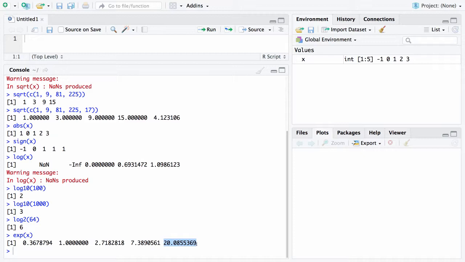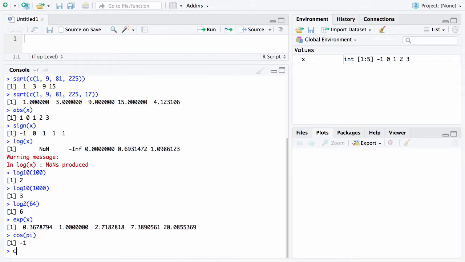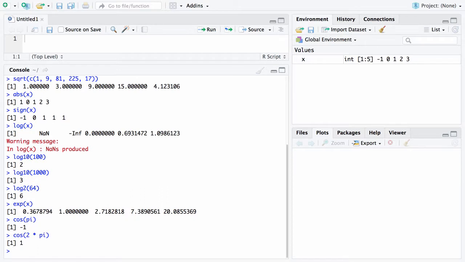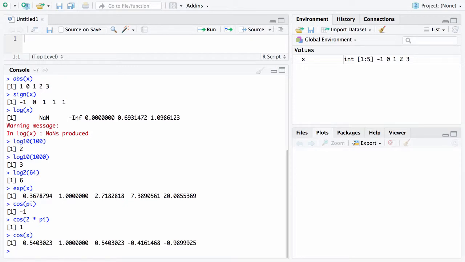In addition, all of the trigonometric functions are in there. For example, if you want the cosine of pi, you'll get a -1. If you want the cosine of 2 pi, you will get +1. You could also say, for example, cosine of x, and you will get the cosine of -1, cosine of 0, cosine of 1, cosine of 2, cosine of 3. Keep in mind that it is accepting those arguments in radians.